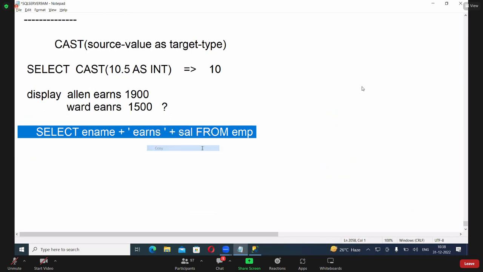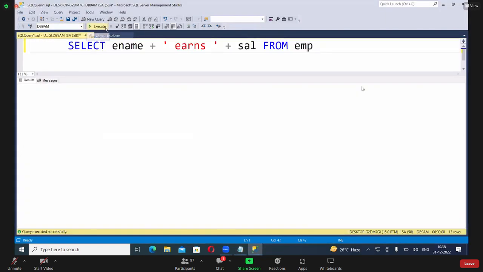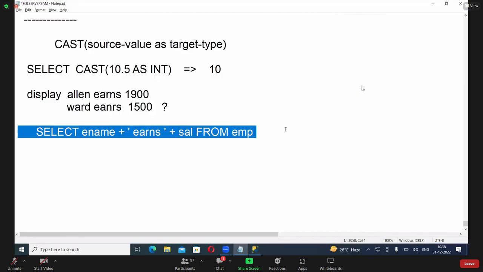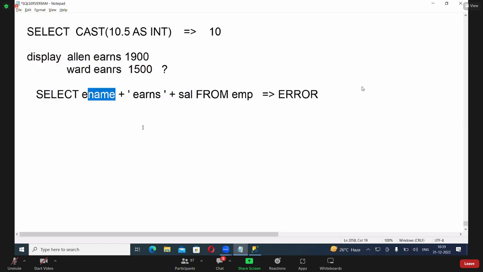But if you write it like this, what does it give? It gives an error. Why the error? The reason is here. What type is ename? Character type. Ends is also character type. But what type is salary? Money type. Salary is money type.